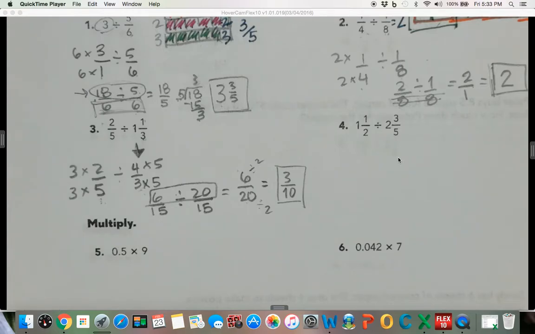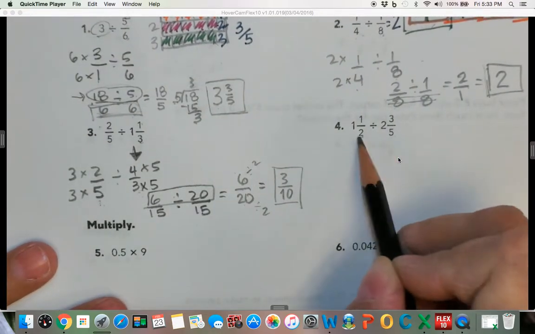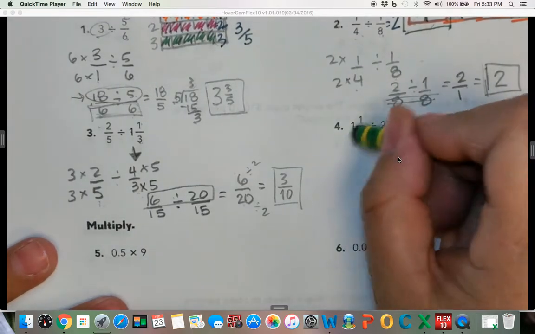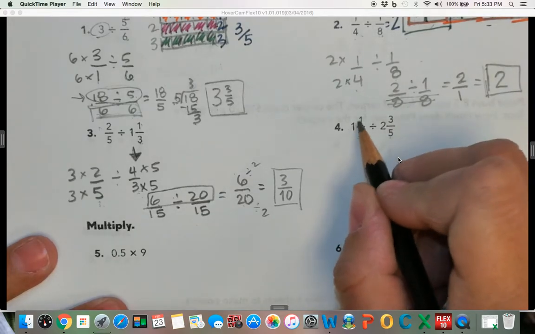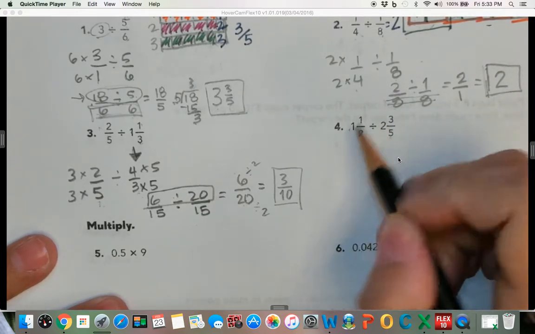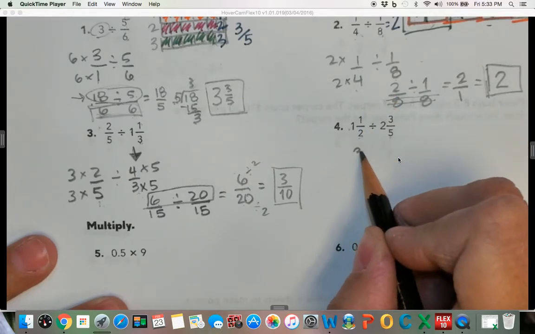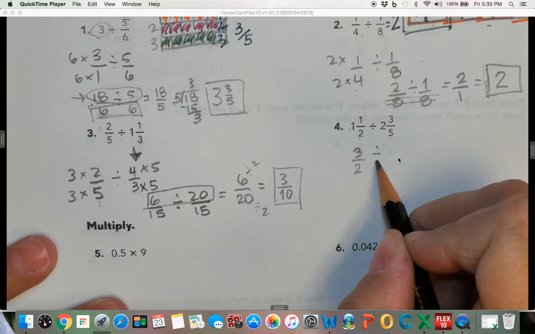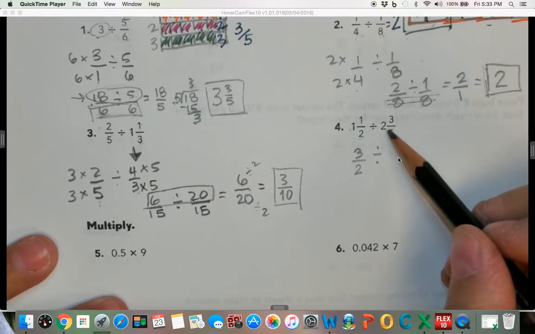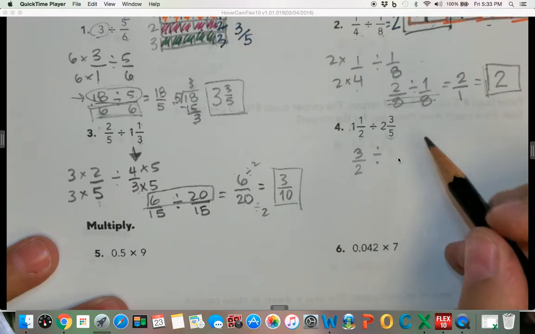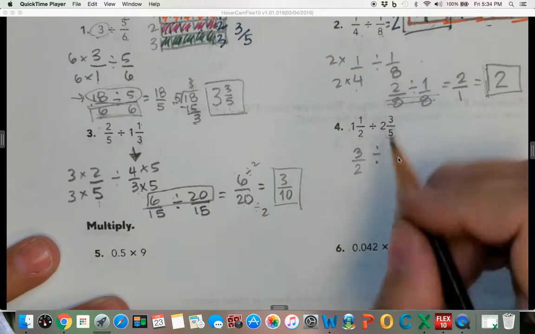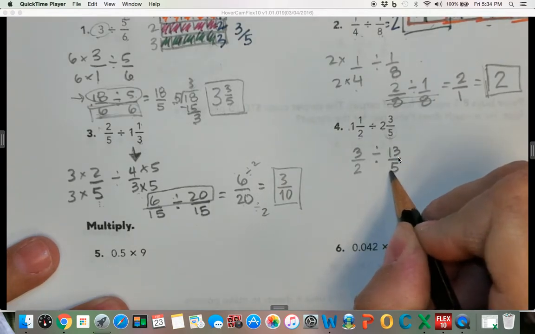For the next one, I also have mixed numbers. So the first thing I have to do is turn them both into improper fractions. 1 1/2. So 1 whole here would be 2/2 plus 1/2. So that's 3/2. Divided by, so 2 wholes with denominators of 5 would be 10/5 plus 3 is 13/5.